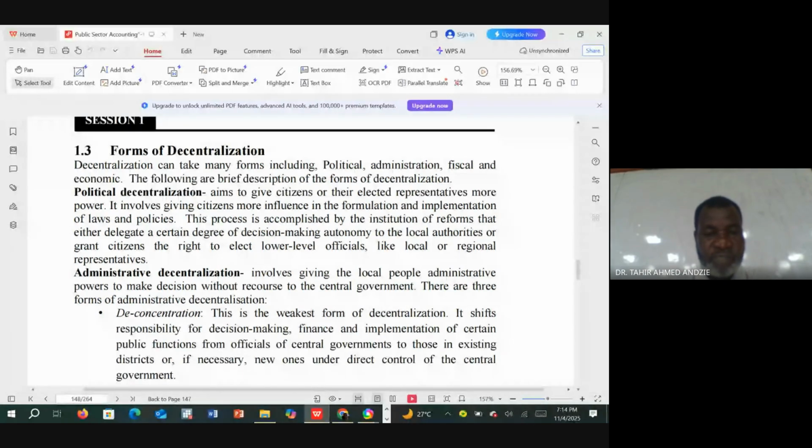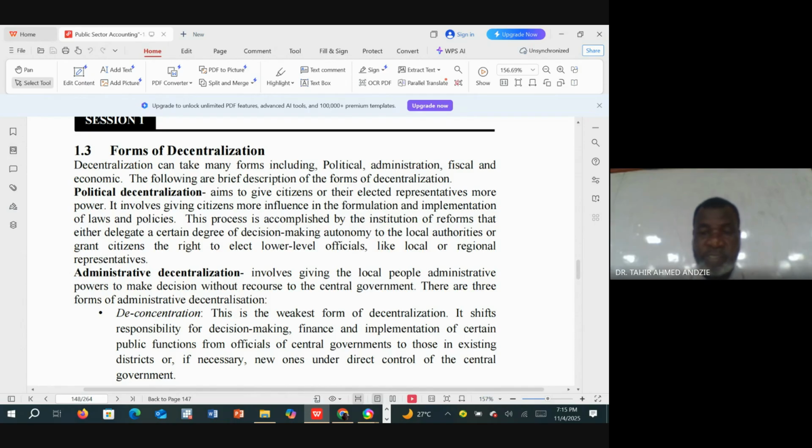Okay, then we have administrative decentralization. Administrative decentralization gives the local people administrative power. The other one gives them the political power to elect, but this one gives them administrative power to make decisions without recourse to the central government. If you go to the district assembly, the various assembly members in the local area form the assembly. Then they elect their presiding member, who is the chair of the district, and then the political appointee.